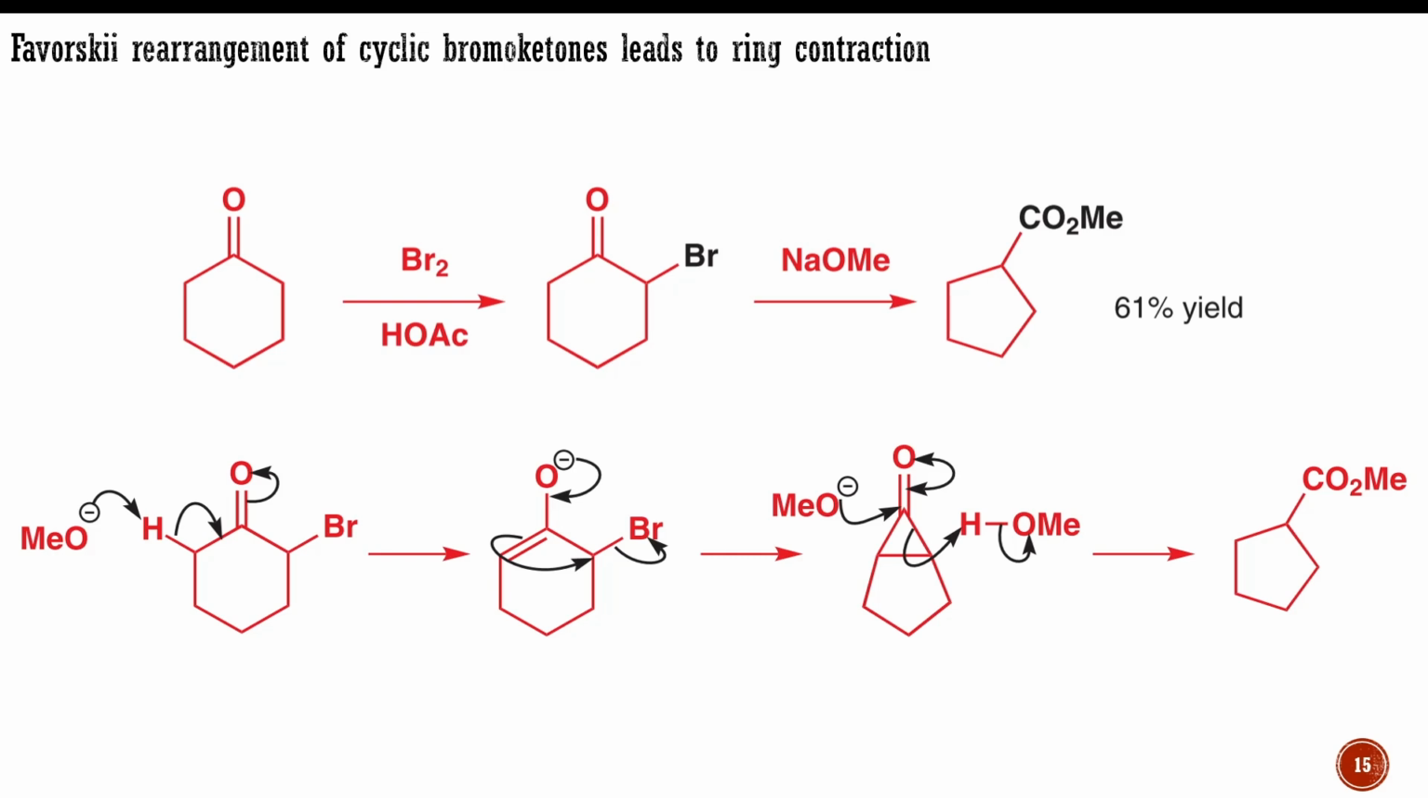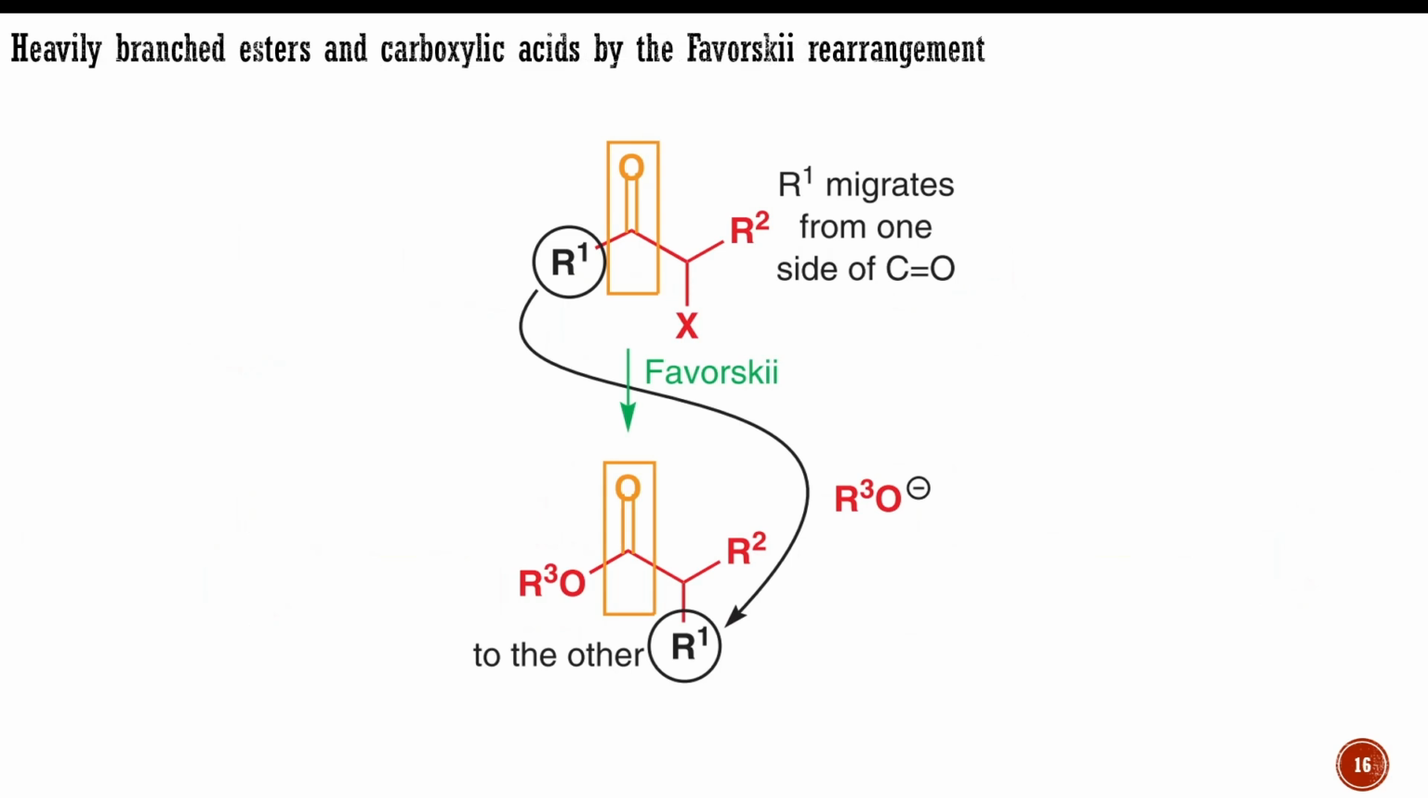As the cyclopropanone intermediate is symmetrical, the product is the same whichever carbon-carbon bond breaks after nucleophilic attack by the methoxide ion. The overall consequence of the Favorskii rearrangement is that an alkyl group is transferred from one side of a carbonyl group to the other. This means that it can be used to build up heavily branched esters and carboxylic acids, systems that are hard to make by alkylation because of the problems of hindered enolates and unreactive secondary alkyl halides.